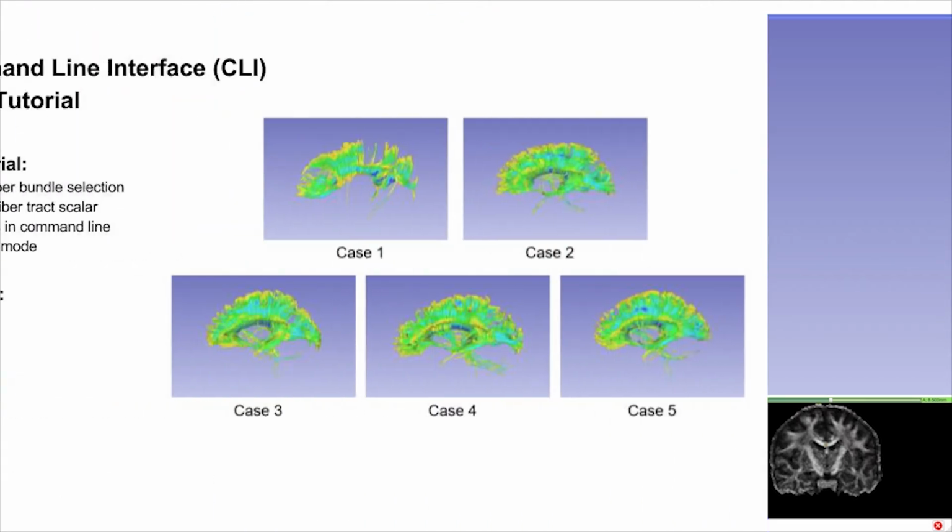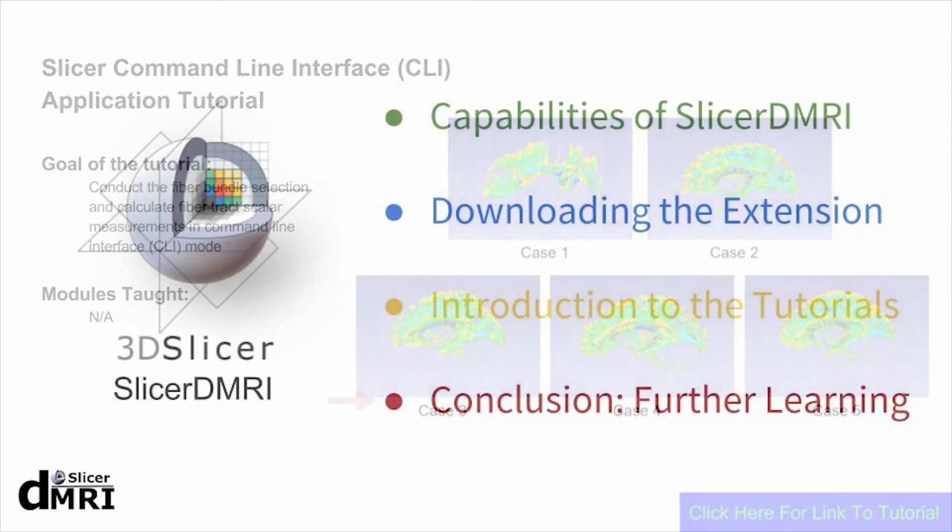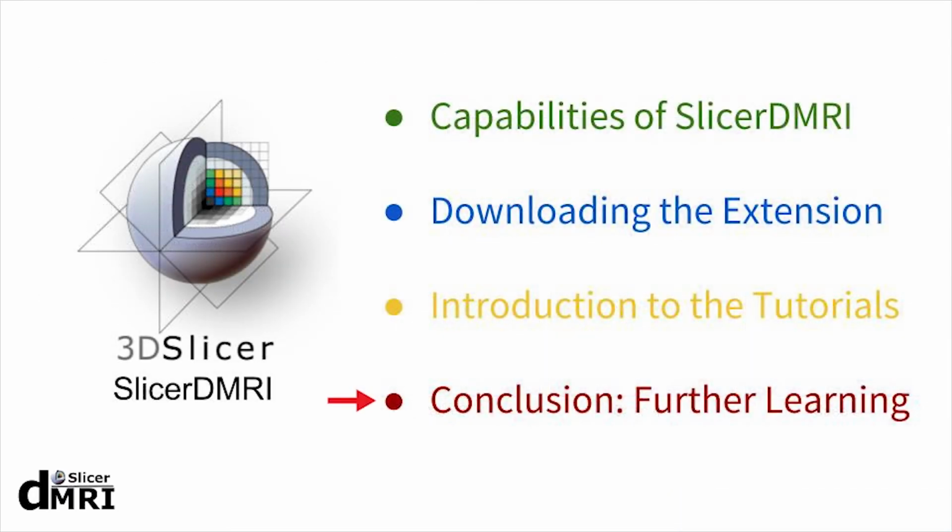The final tutorial, Command Line Interface Application, has the goal of teaching users to run Slicer commands from the command line rather than using the graphical user interface. The purpose of this technique is to perform batch processing for scientific studies using data from multiple subjects. And this concludes the tutorial section of this video.